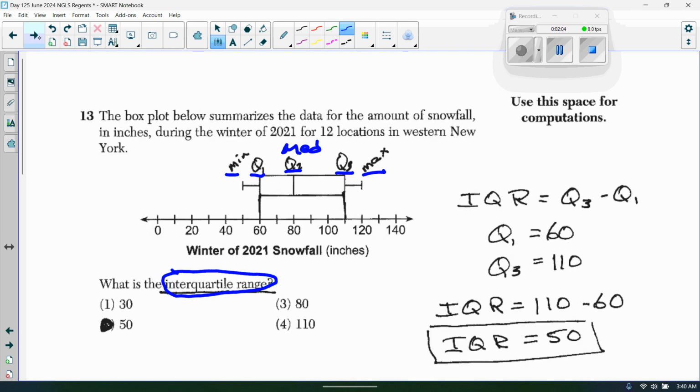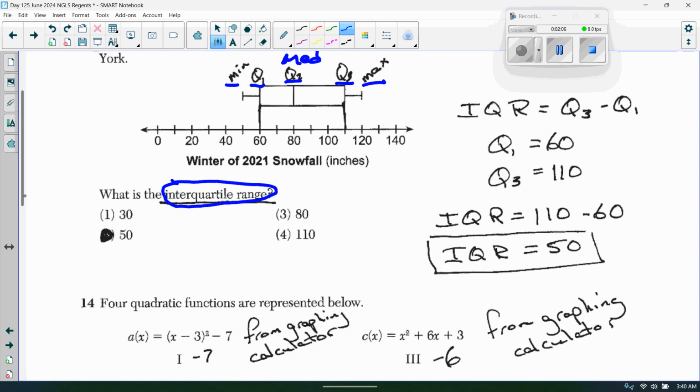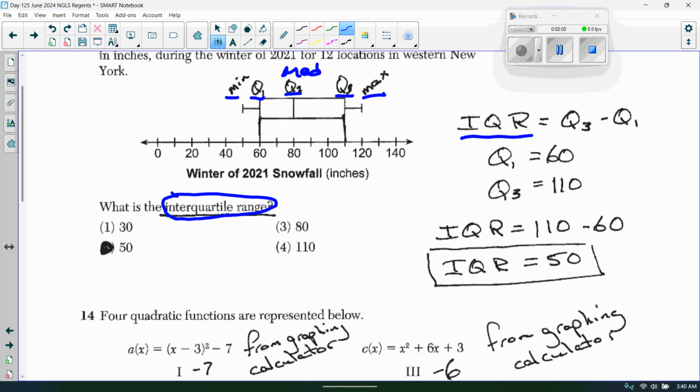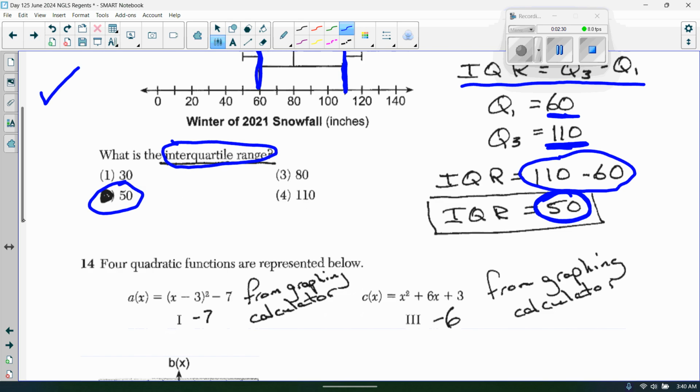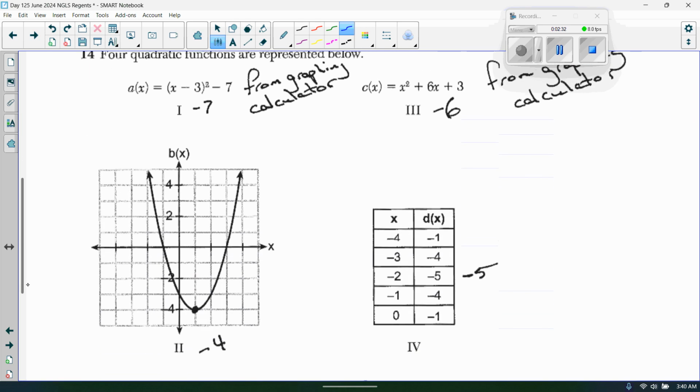So if you go back to number 13, it's just Q3 minus Q1, like we have written right here. So let's see, we already labeled it. Q3 is 110, and Q1 is 60. And then you just do 110 minus 60 is 50. And that's an easy answer. So that one, I'm sorry guys, you gotta get right. Too easy.